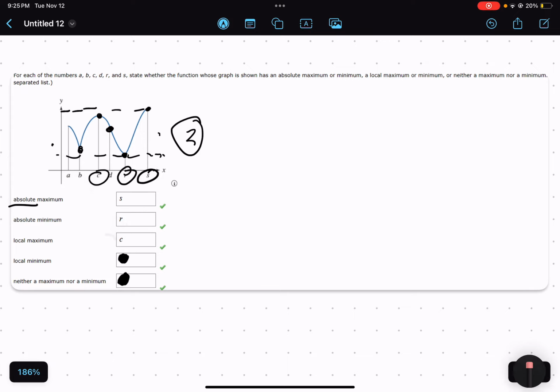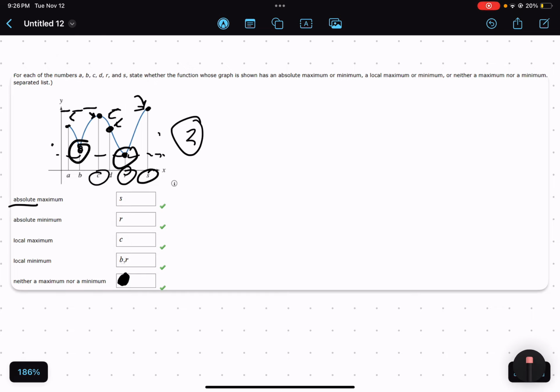And then a point where there's a local minimum, you're applying the same concept. In this case, it would be both point B and point R, because B has a point here and here that overtakes it, and R has a point here and here. So you'd have B and R.